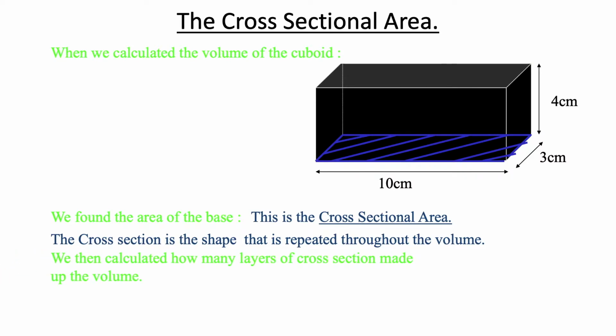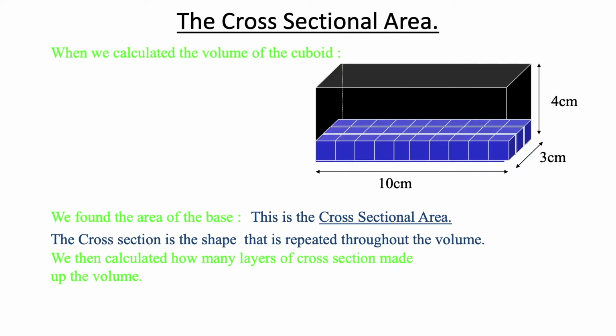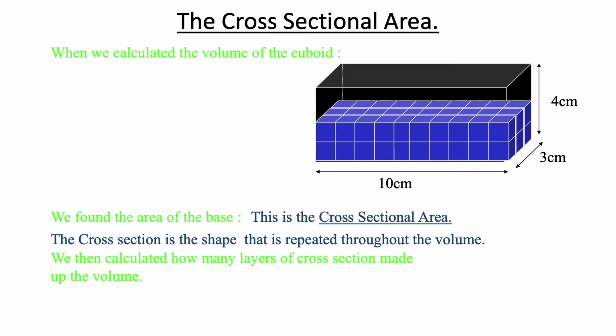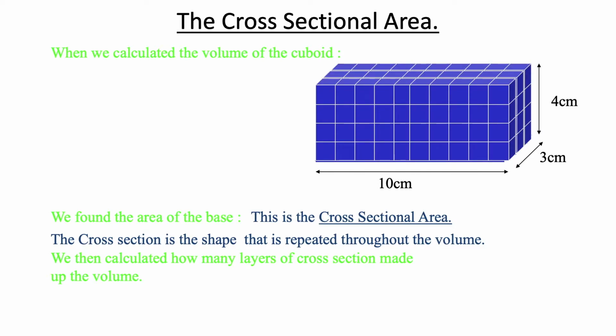Hence, the cross-sectional area is a shape that is repeated throughout the volume. So we then calculated how many layers of cross-sectional areas by fitting the cubes into the cuboid. Because it is a cross-sectional area, it will be the same throughout. That's why, after you calculate the area of the base, whatever you get, you just multiply it by height, meaning you just add the same thing on top of each other until you complete the cuboid.